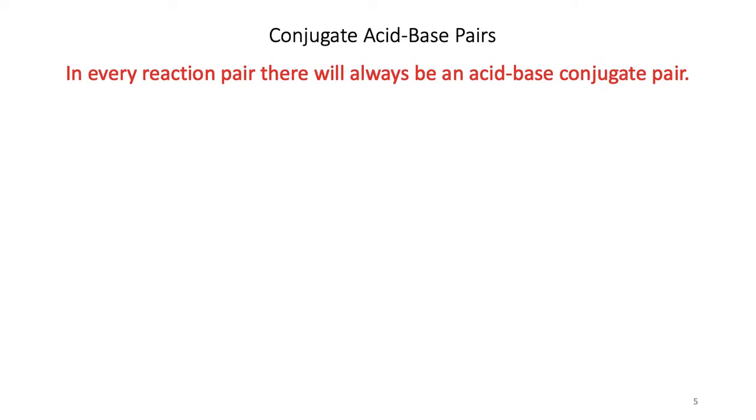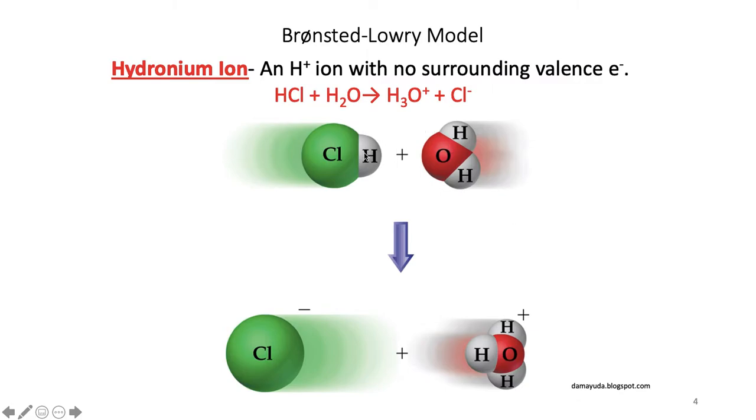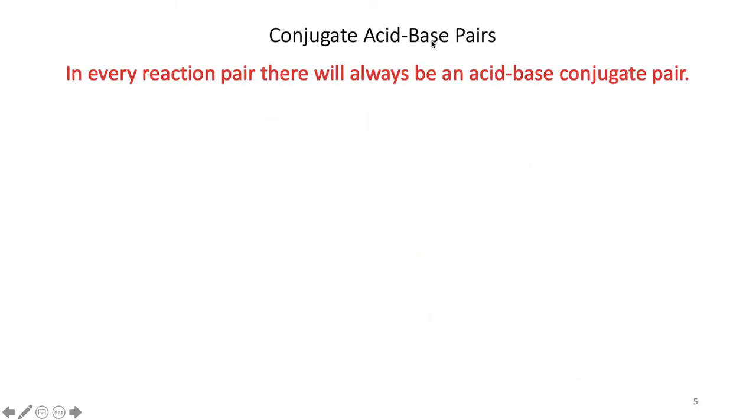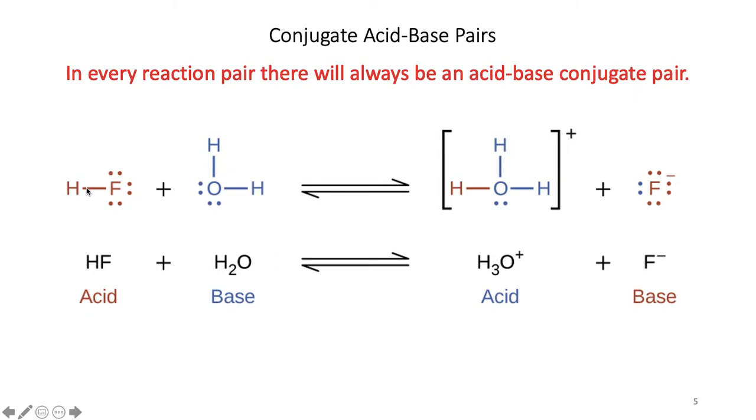Now, because we have this transfer of the proton, we will always have what we call conjugate acid-base pairs. So in every acid-base reaction, there will always be an acid-base conjugate pair. Let's talk about what that means.